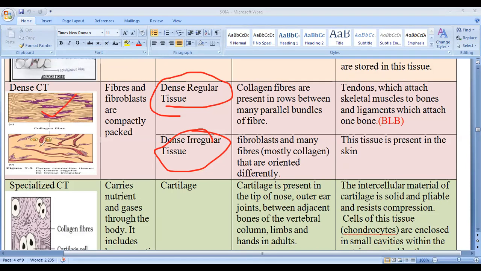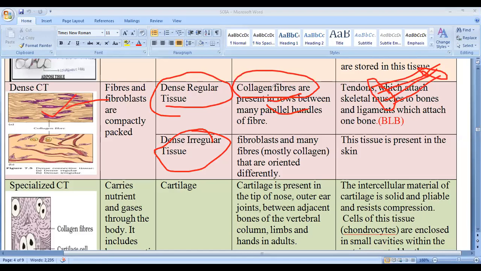Clear? So if you see here, in the case of dense connective tissue, collagen fibers are present in rows between many parallel bundles. Suppose this is the collagen fiber, they are present in the form of bundles. I already told the difference between collagen fiber and elastin fiber. Collagen fiber is present in the form of bundles and elastin fiber is present in single form.